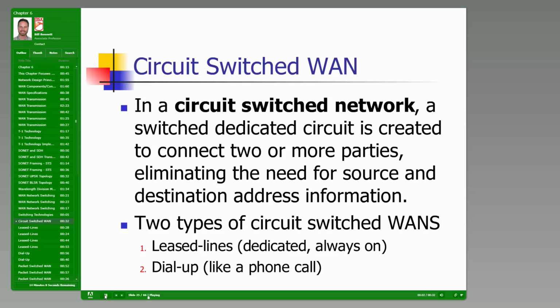So here's a little more detail about circuit switched WANs. In a circuit switched network, a switched dedicated circuit is created to connect two or more parties, and this eliminates the need for a source and a destination address. There are two types of circuit switched WANs: leased-lines, which are dedicated always-on types of connections, or dial-up, which would be like a phone call where we establish the connection on an as-needed basis.